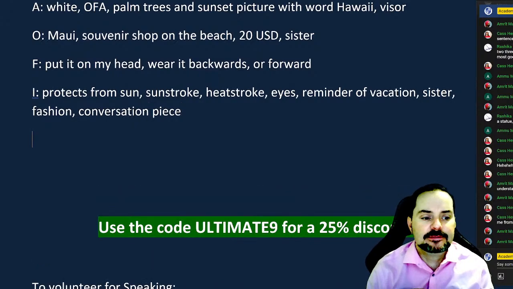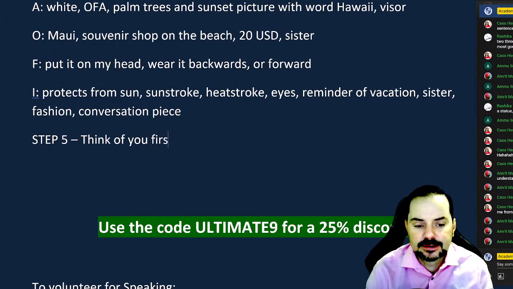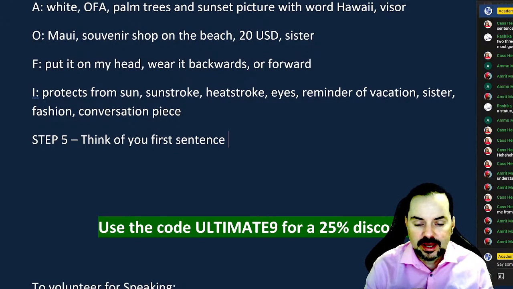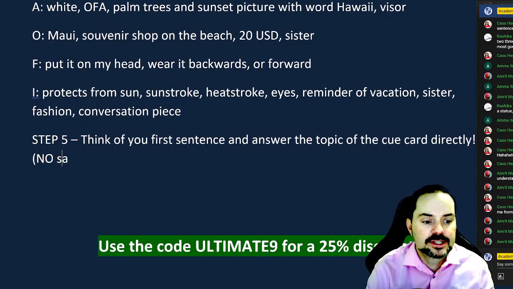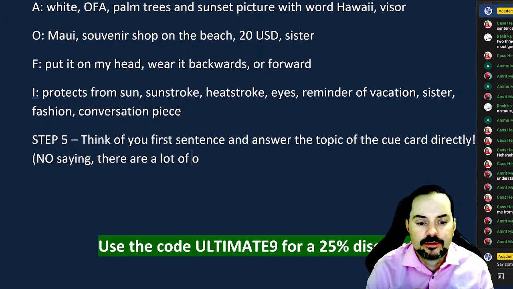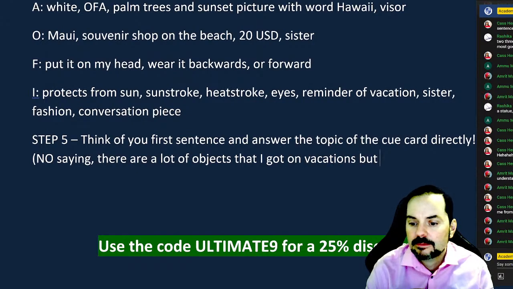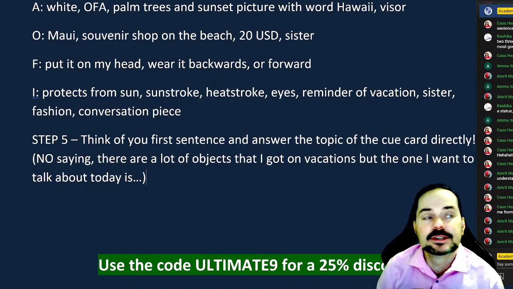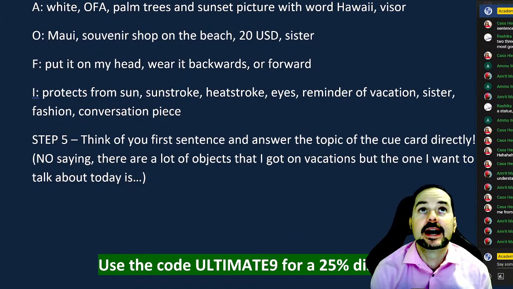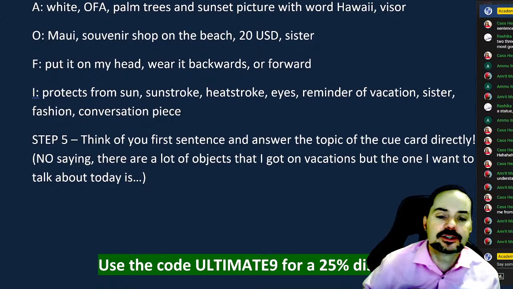Okay, now step five is think of your first sentence, okay, and answer the topic of the cue card directly. Okay, so no saying there are a lot of objects that I got on vacations, but the one I want to talk about today is blah blah blah. No saying that kind of sentence, because that kind of a sentence is not good, okay? So don't do that, all right? Answer the question directly, all right?